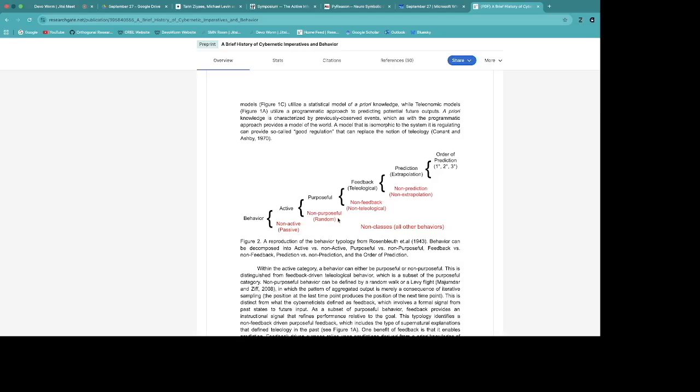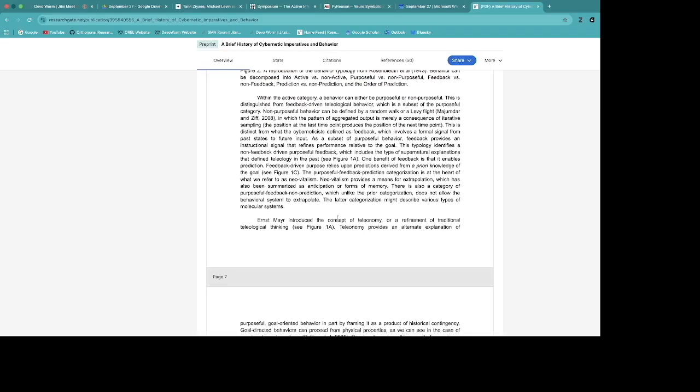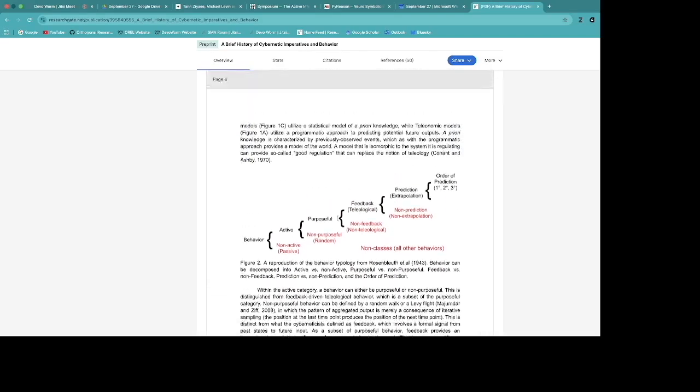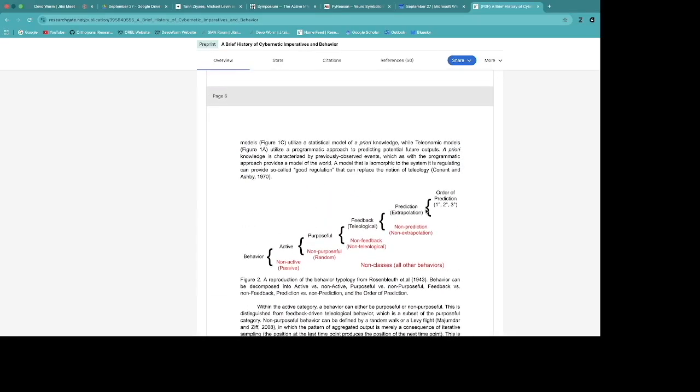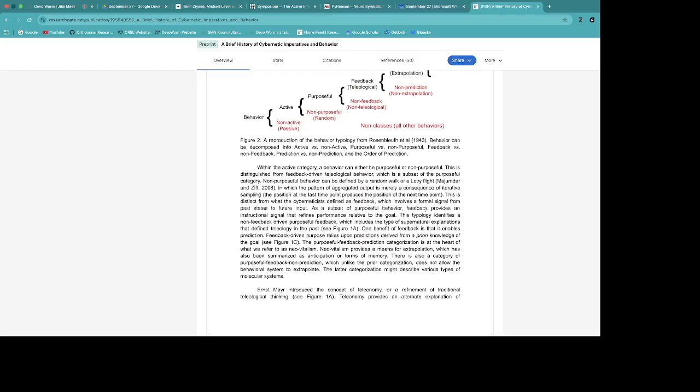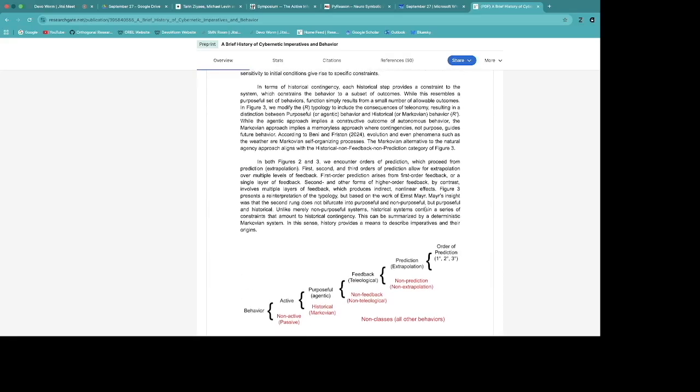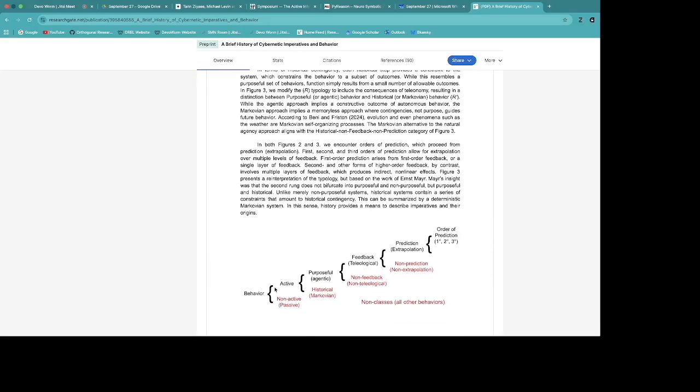And so the terminology, of course, is taken from Rosenblueth, so maybe the terminology is suboptimal, but that's the way that they envisioned this. And one of the things about this behavioral typology that's nice is that we can play around with it. We can move things around. We can add in different components.